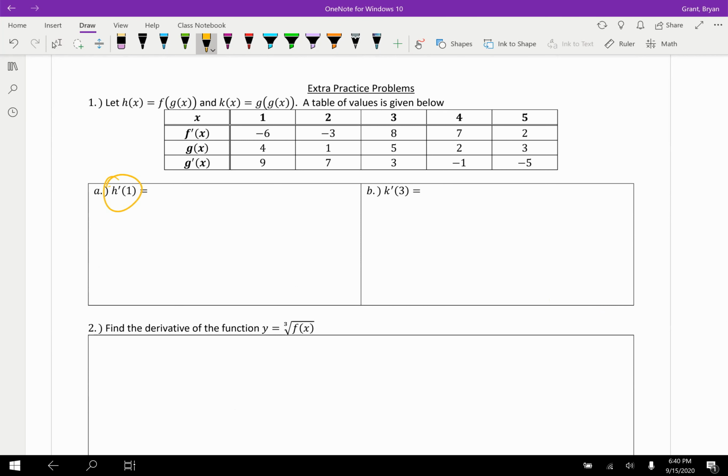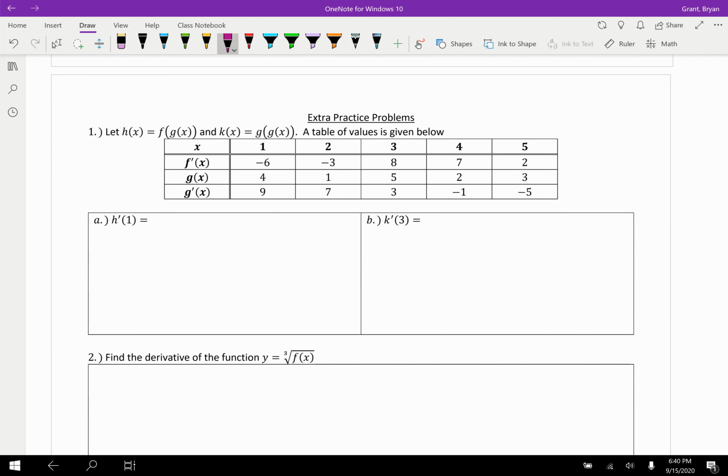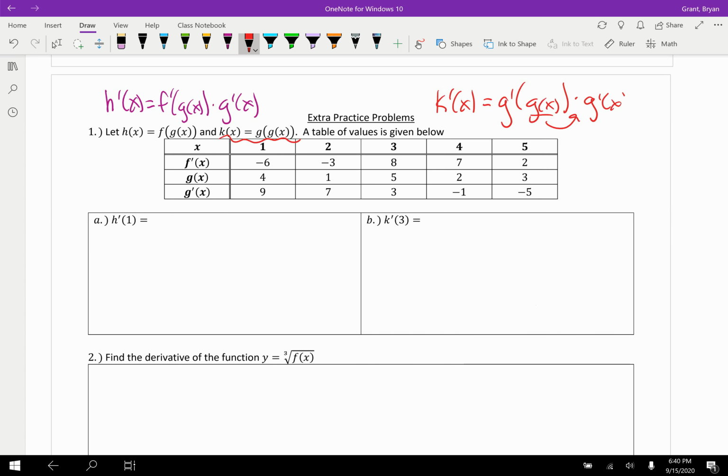We're going to need h prime of 1 and k prime of 3, so let's write this somewhere up at the top. We're going to need h prime of x, which is f prime, derivative of the outside, of g of x times g prime of x. And we're also going to need k prime of x for b: derivative of the outside function g prime, keep the inside the same, g of x, times the derivative of the inside function g prime of x. Look at all the g's there. Okay, let's rock and roll.